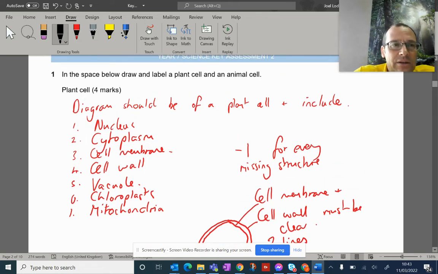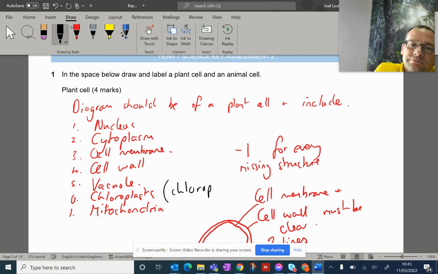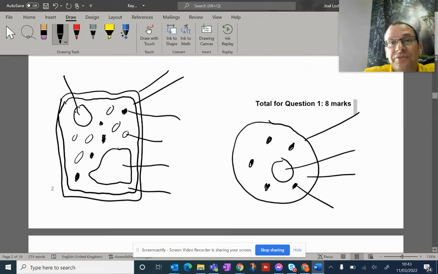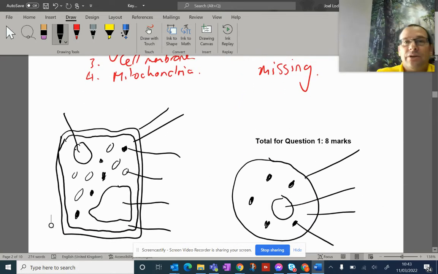First one, plant cell and animal cell. These are the structures we were looking for: nucleus, cytoplasm, cell membrane, cell wall, vacuole, chloroplasts, and mitochondria. I didn't allow chlorophyll because that's the pigment inside the chloroplast. And then the animal cell was nucleus, cytoplasm, cell membrane, and mitochondria. Always read the question, make sure you're putting the right cell in the right place.